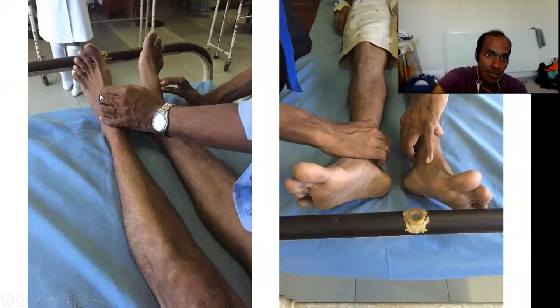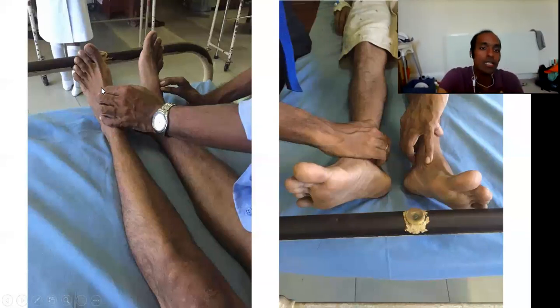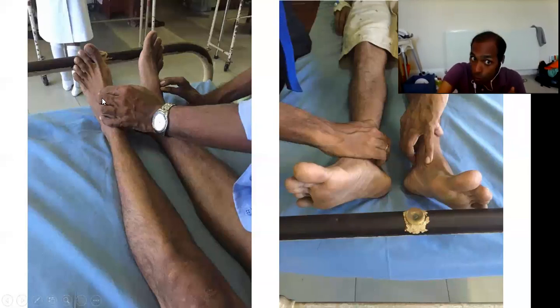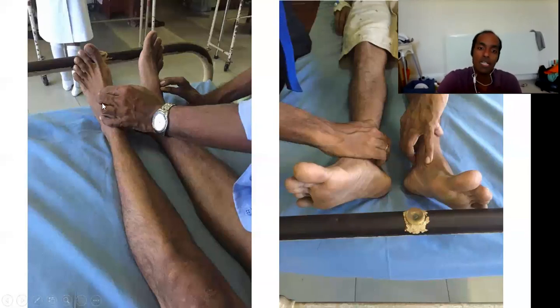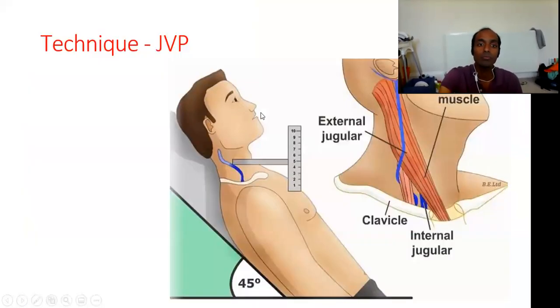Dorsalis pedis pulse. Look at the surface marking of the pulse using this picture. Okay, it's right between these two tendons. You can see the tendon going to the big toe and the tendon going to the second toe. The depression in between these things at the dorsum of the foot is where you get the dorsalis pedis pulse, and there you get the posterior tibial pulse. Fine. So that's the arterial pulse.